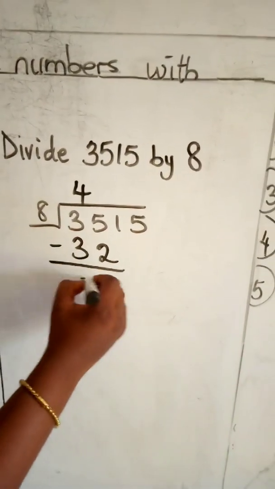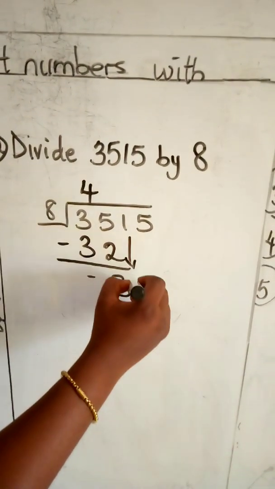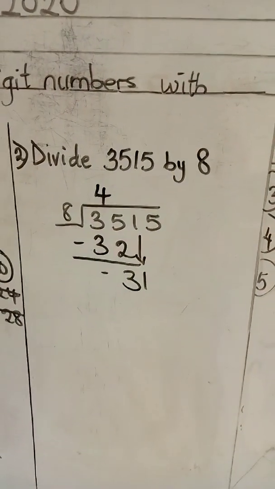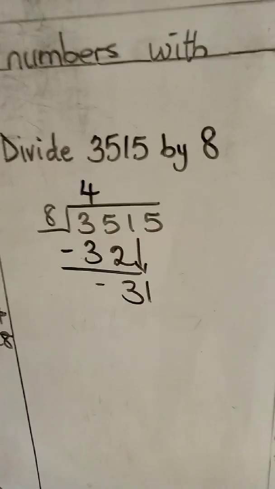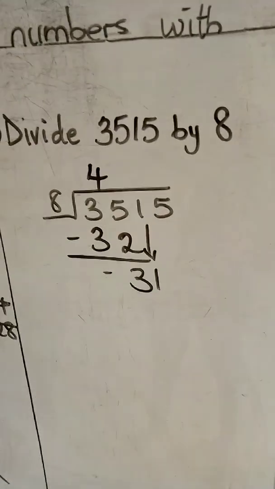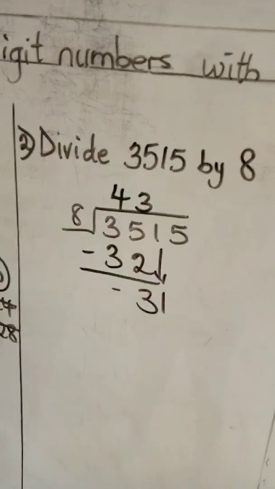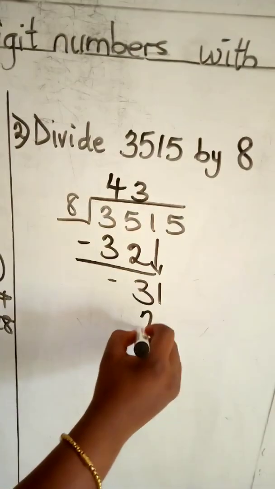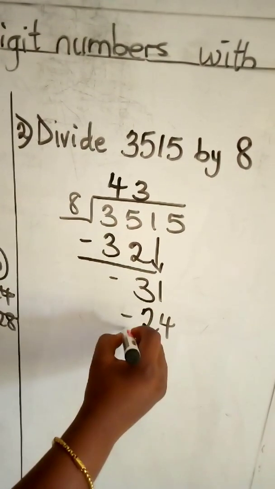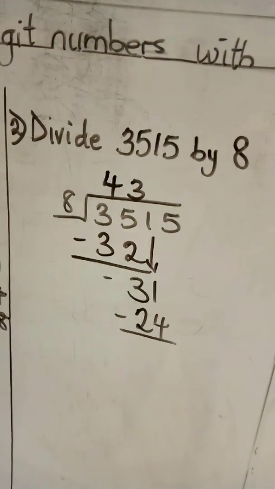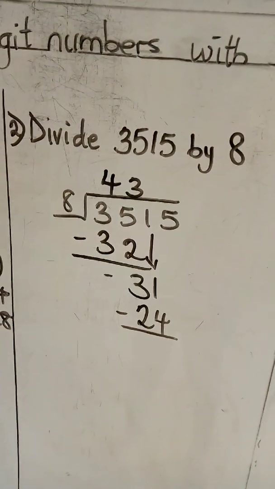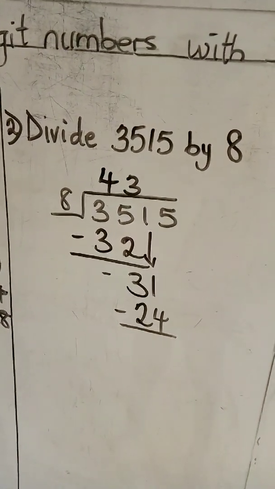3 and nothing. So you bring down what? 1. 8 times what will give you 31, or a number close to 31. 8 times 3. 3 times 8 is what? 24. Now subtract.